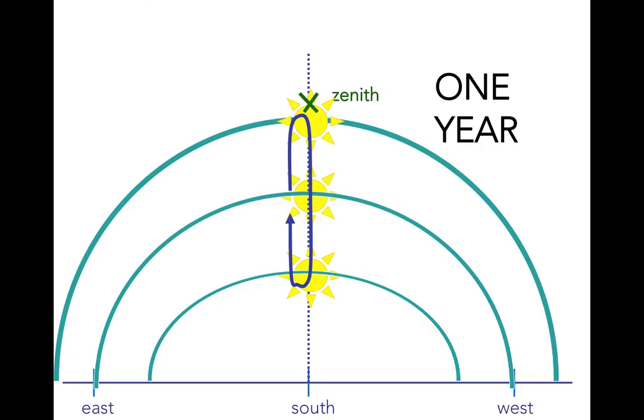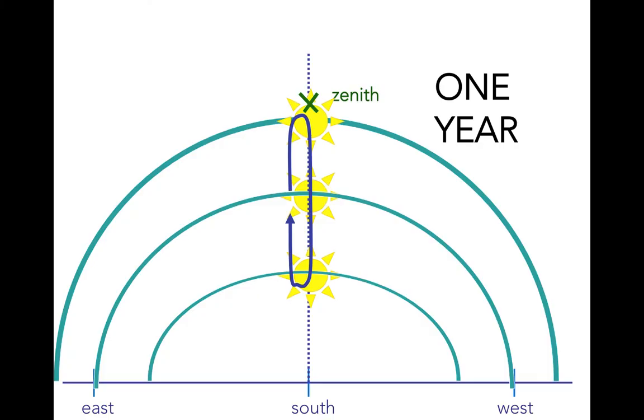It gets a little higher in the sky every day from the winter solstice through the vernal equinox and on to the summer solstice, and then it gets a little lower in the sky every day through the autumnal equinox and back to its lowest point on the winter solstice.